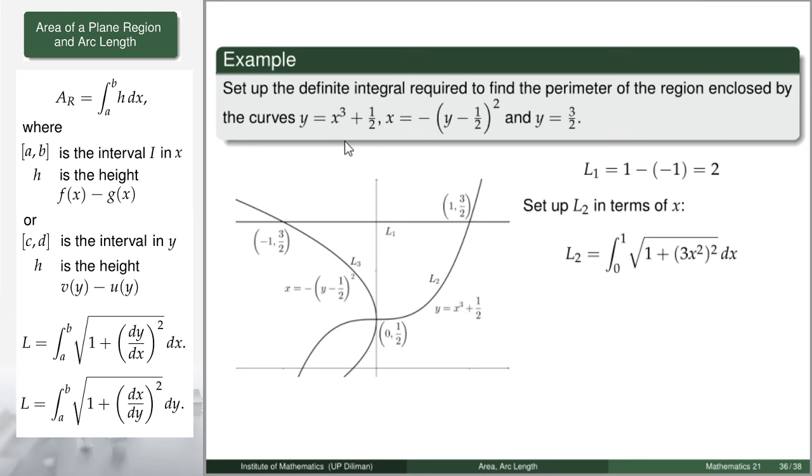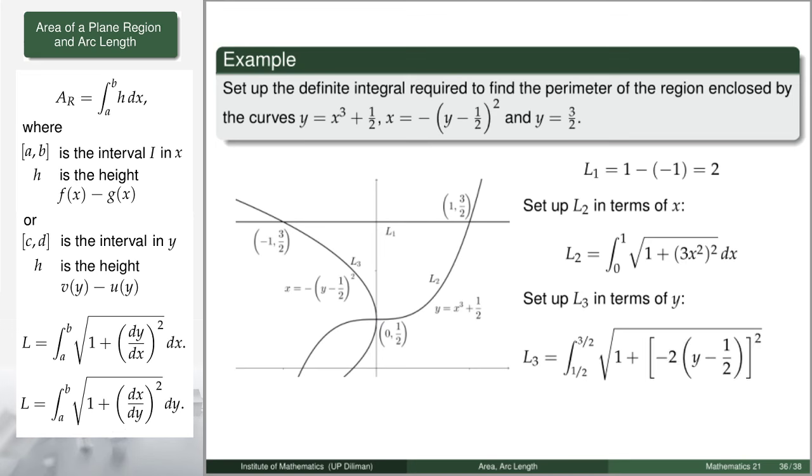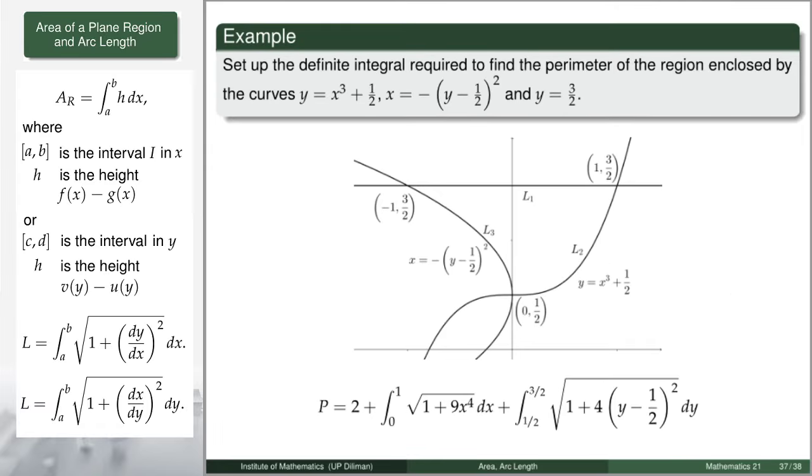This is similar to L3. For L3, you will see that x is isolated, so that means this is good to set up in terms of y. So in terms of y, I will have the limits, lower limit here, which is 1/2 to 3/2. You still have a square root of 1 plus the derivative, or the dx over dy, which will just be the derivative of this, which is negative 2y minus 1/2. I square that, I place a dy to know that I am integrating this with respect to y. And clearly, since this is only a setup problem, the perimeter will just be the sum of all of this.